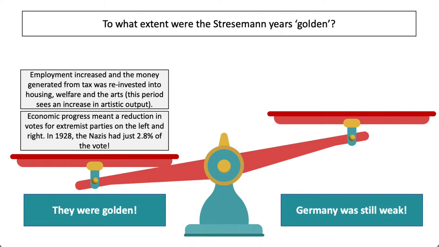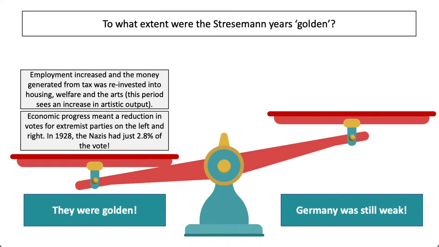Okay, so then, obviously, there must be some kind of counter-argument. Not everything can be perfect. So what do we think we could use as a counter-argument to suggest that Stresemann's years weren't necessarily golden? Think about if wages increase, what else might increase? Think also, you know, we focused a lot on industrial improvements and trade relations. What about the farming industry? What about rural life and agricultural production?